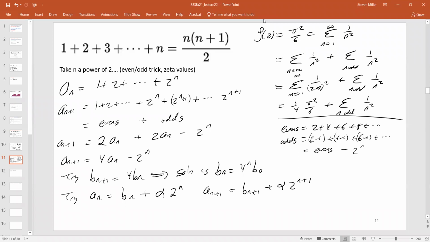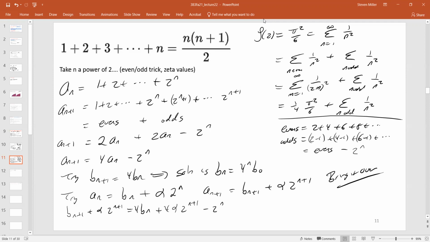Did we do the bring it over method with integration, when we had an integral and the goal was to get it on both sides, but not with the constant 1 on both sides? Because if it's a constant 1, then it cancels. But if it's not a constant 1, then I can actually bring it over and cancel. So this is basically a child of bring it over. Now if I try putting that in, I would get bn plus 1 plus alpha 2 to the n plus 1 equals 4bn plus 4 alpha 2 to the n plus 1 minus 2 to the n.